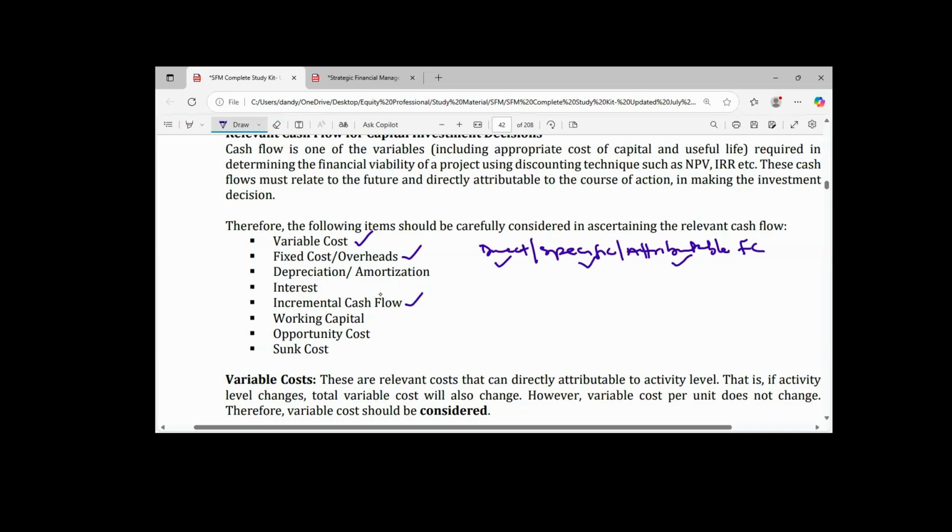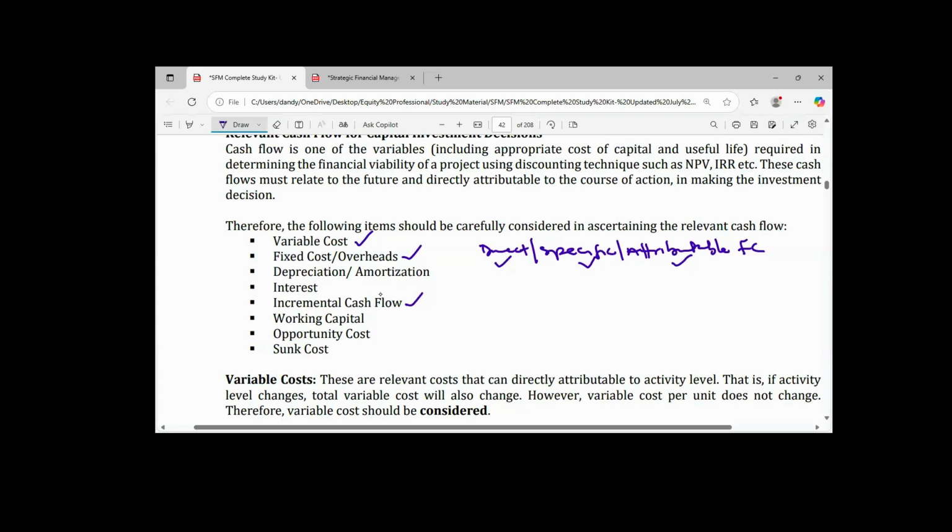The examiner can also tell you that the project will incur a fixed cost of 100,000 naira. This fixed cost is specific to the project. Then you should know that that fixed cost is relevant because the examiner just told you that it is specific. Or the examiner can also say that there is a fixed cost of 100,000. This fixed cost is attributable to the project. So when you see all those terminologies, incremental, direct, specific, attributable, you should know that they are relevant fixed costs. So you need to consider them.